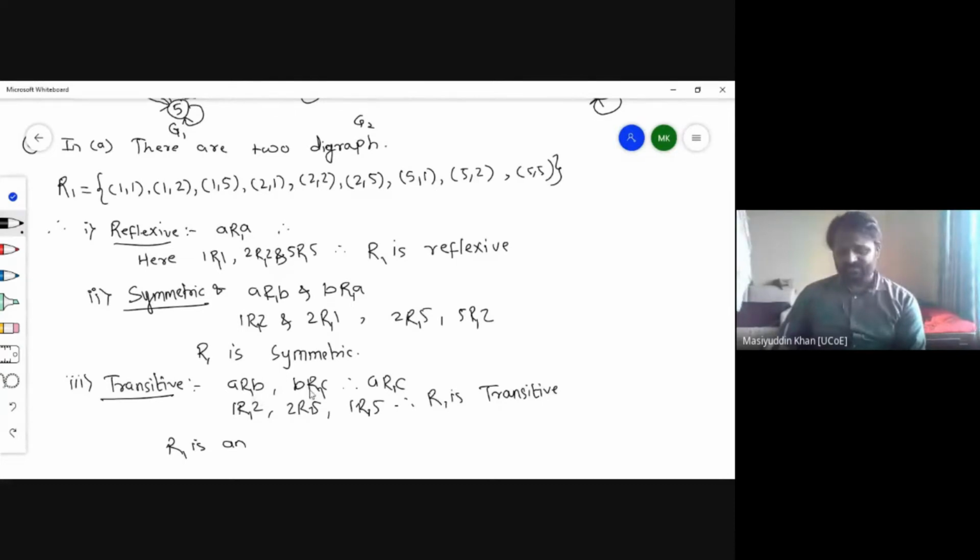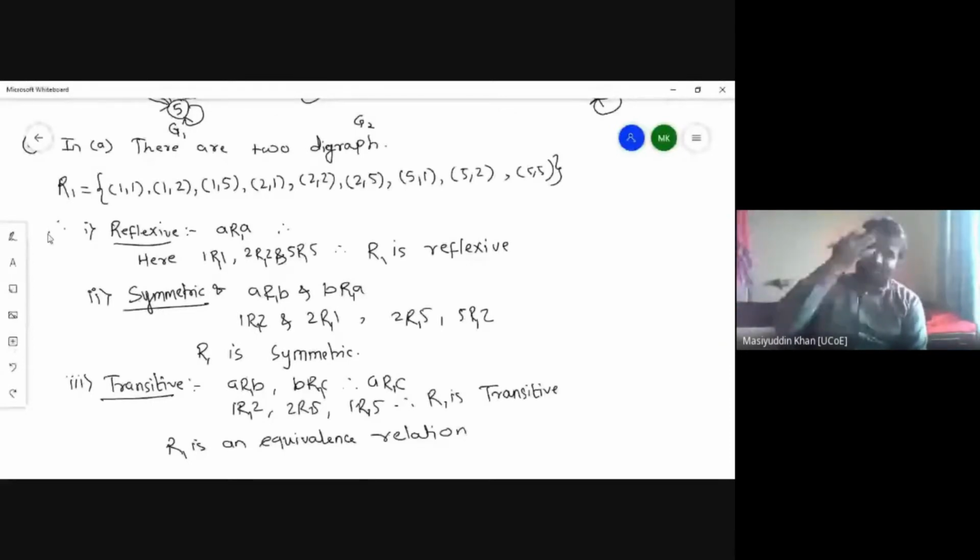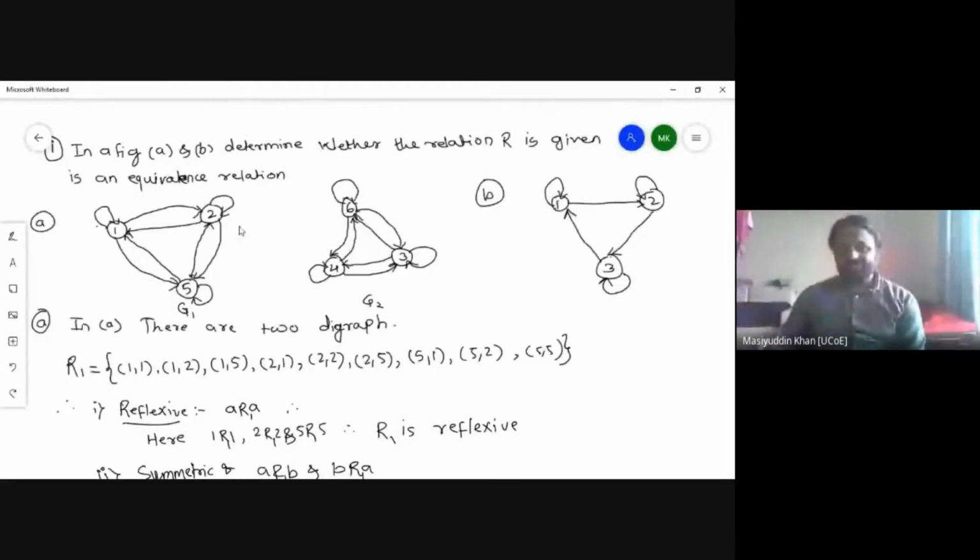If you represent this part as R, then no issue. But here we represented it as R1, so we have to write R1 is symmetric, R1 is transitive. Therefore, R1 is an equivalence relation. It is a very easy question. In an examination, if such questions come, you can solve them very easily. You just have to check whether the relations are present or not.